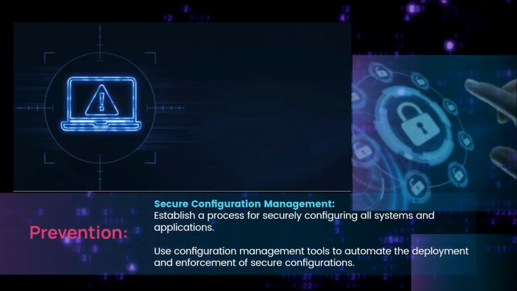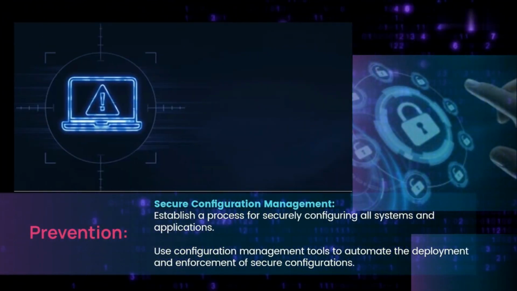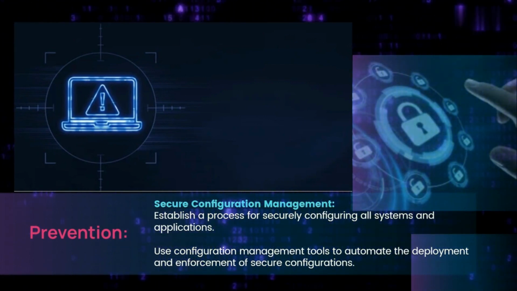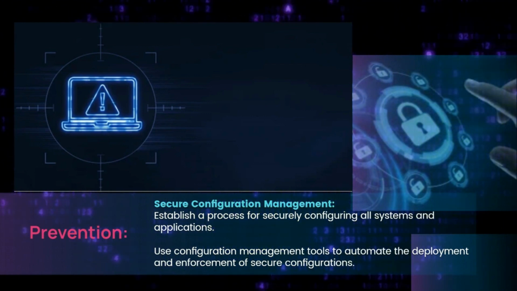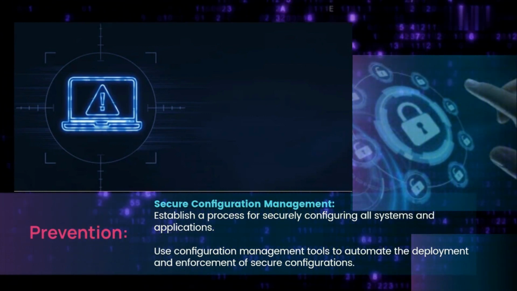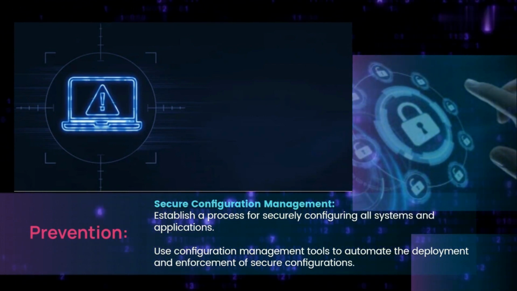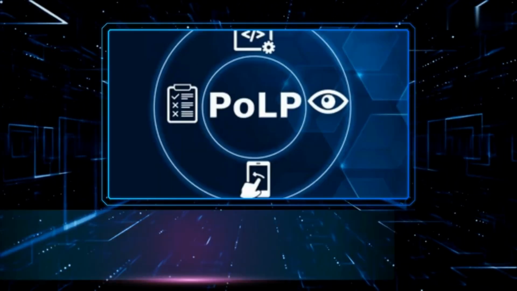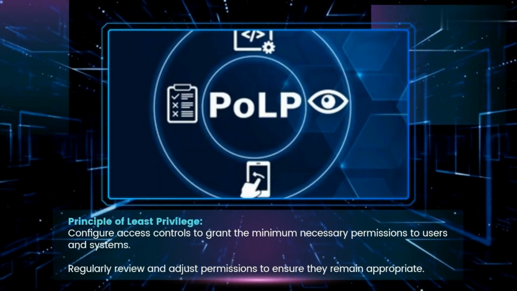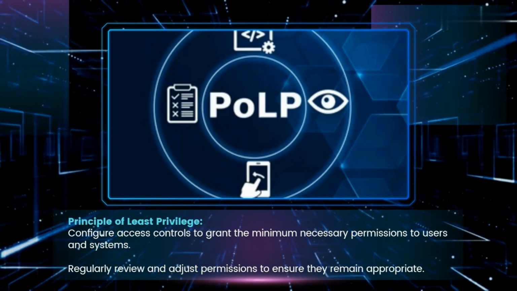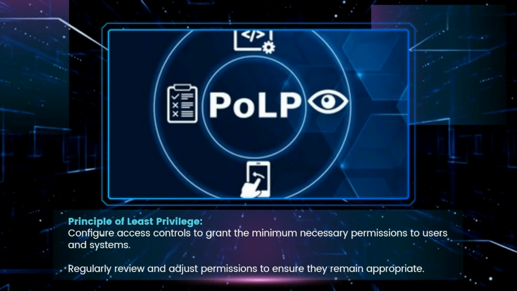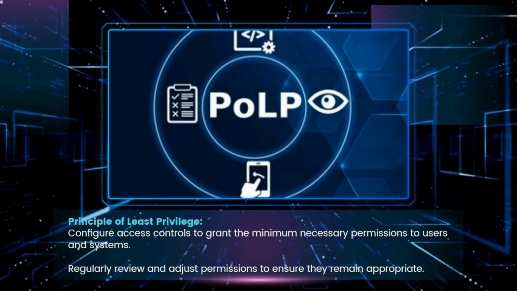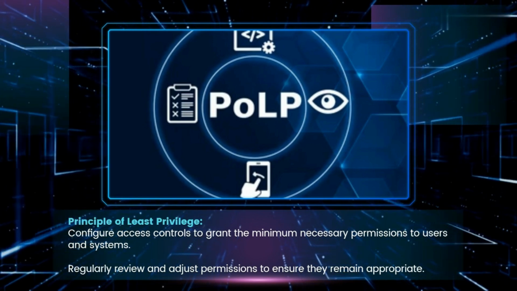Prevention: secure configuration management. Establish a process for securely configuring all systems and applications. Use configuration management tools to automate the deployment and enforcement of secure configurations. Principle of least privilege. Configure access controls to grant the minimum necessary permissions to users and systems. Regularly review and adjust permissions to ensure they remain appropriate.